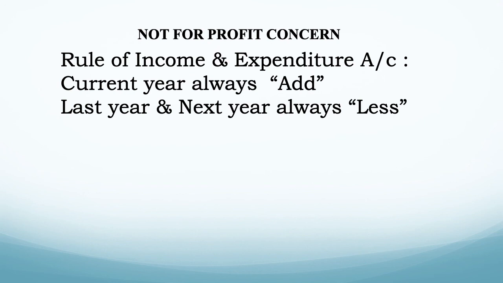The only new part over here is last year. In a not-for-profit concern, you will see many times or the majority of times that expenses or incomes which are related to last year have been paid or received in this year. Okay, so those expenses or incomes have to be minused or less from the amount of receipts and payments, because those amounts are not related to the current year. So if we do not minus those amounts, we will not get the exact amount of surplus or deficit. I hope यहाँ तक आपको समझा होगा.